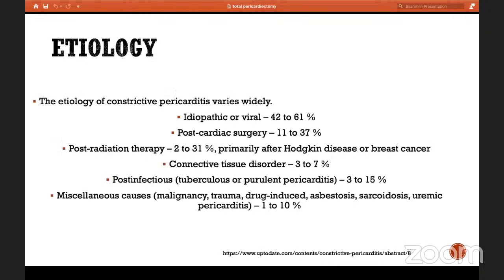The etiology of constrictive pericarditis varies widely. Idiopathic or viral causes account for the most common, up to 60%. Post-cardiac surgery is also one of the causes, accounting for 11 to 37%. Post-radiation therapy, 2 to 31%, primarily after Hodgkin disease or breast cancer. Connective tissue disorders also cause constrictive pericarditis, up to 7%. Post-infectious, most commonly TB, accounts for 15%, and miscellaneous causes like malignancy, trauma, or even drugs.